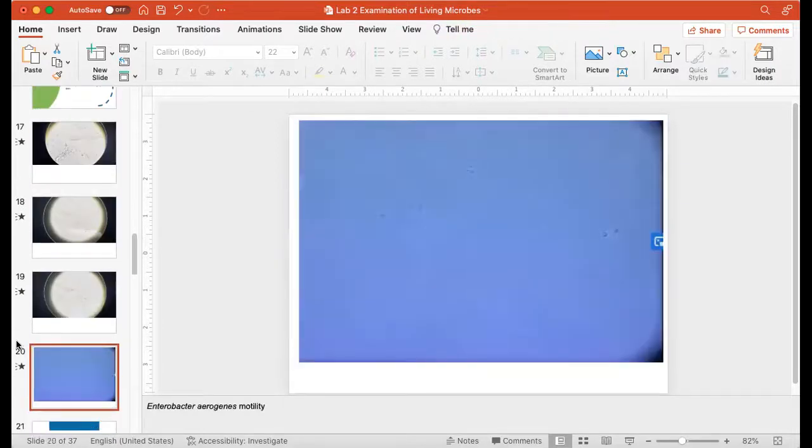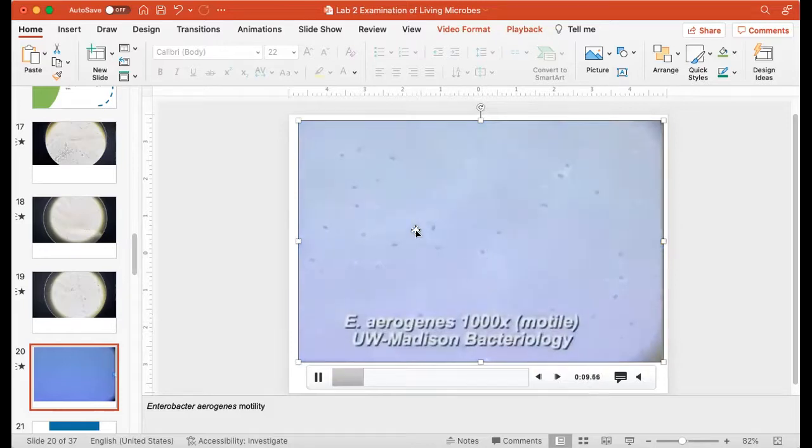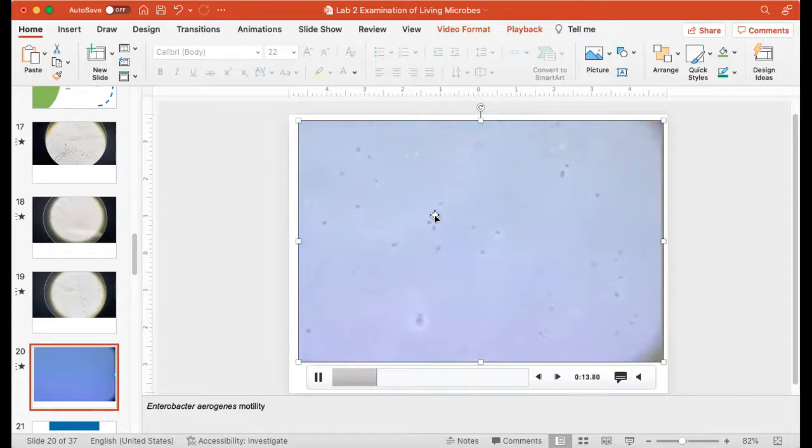So how do we know if we have real movement? Let's go back to our Enterobacter that we looked at earlier. When you have cells that are truly motile, they're going to be moving very obviously. And notice how they're all moving in different directions. See that? Some of them are going very, very fast. They change direction. They're all traveling in different directions at different speeds.